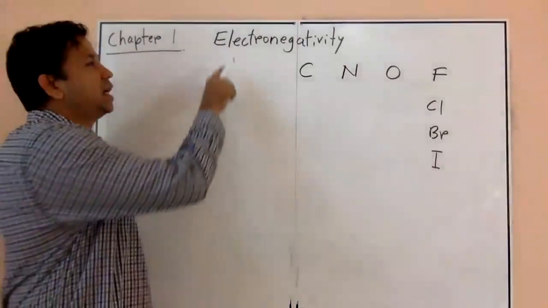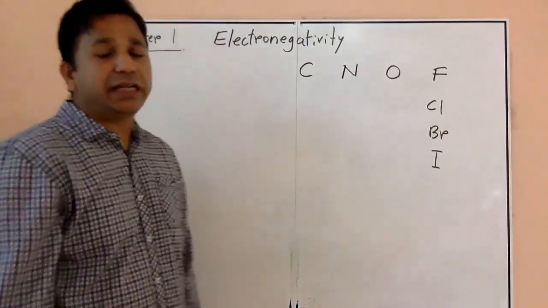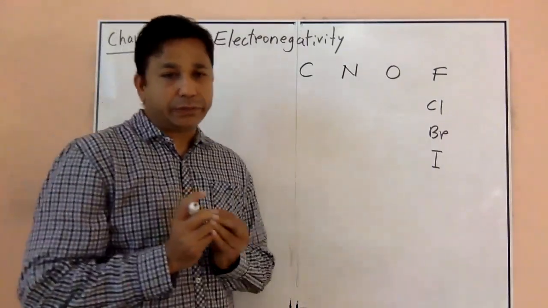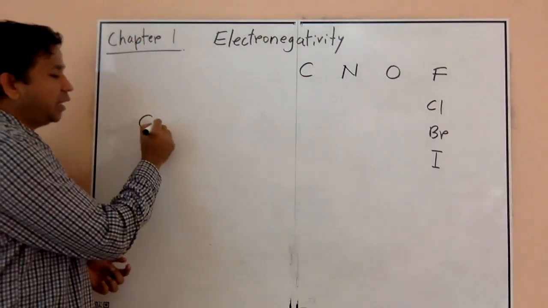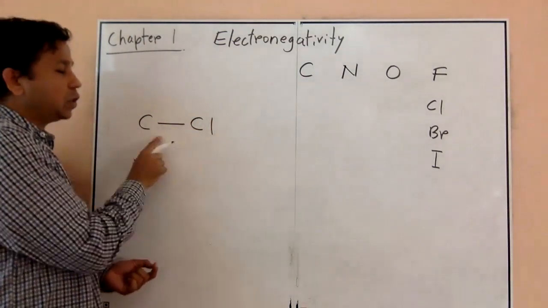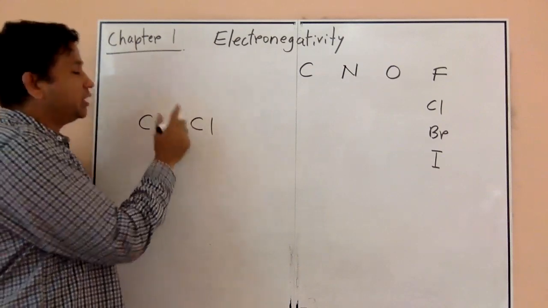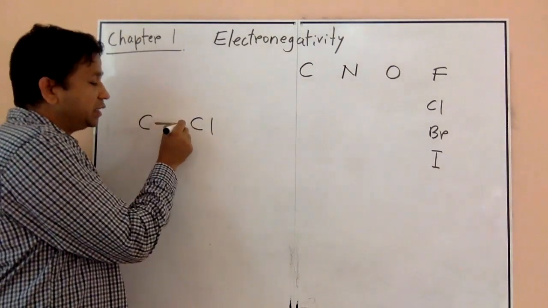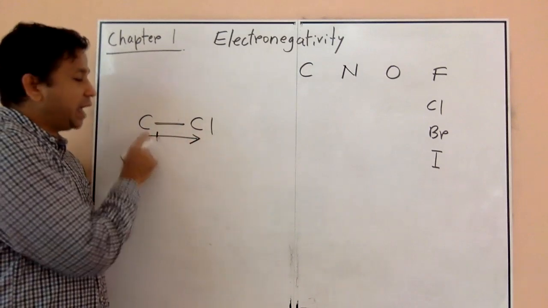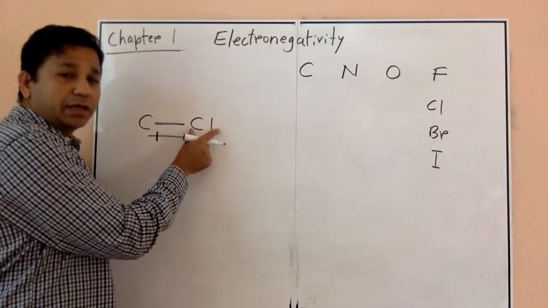So next concept is electronegativity. What is electronegativity first of all? Electronegativity is the ability of an atom to pull the electrons toward itself. Let's say you have a carbon and a chlorine bond. Chlorine is more electronegative compared to carbon, so it is pulling the electron pair. The electrons in the bond are pulled more towards the chlorine. That's how we show with the vector that the flow of electrons is more towards chlorine, because chlorine is more electronegative.